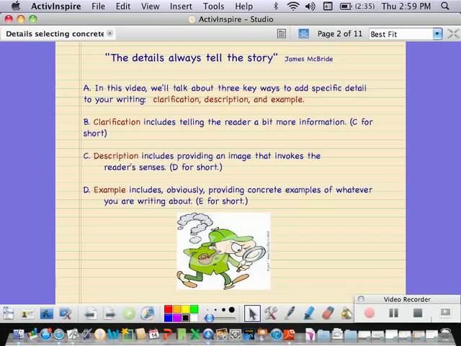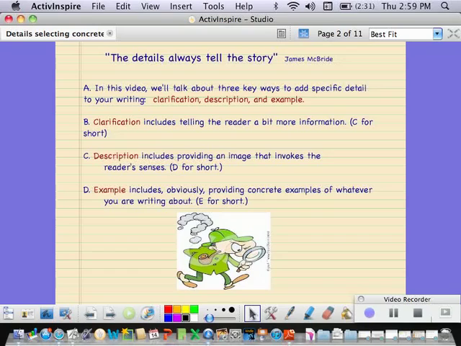Description is a second way of adding detail to a passage. When you describe, you appeal to the reader's senses, and you try and help them take the 2-dimensional writing that you have on your page and make it into a 3-dimensional movie in their head.